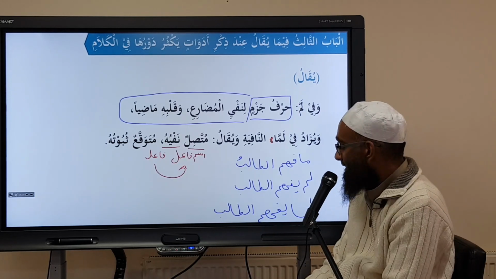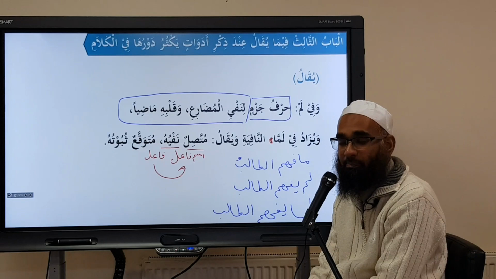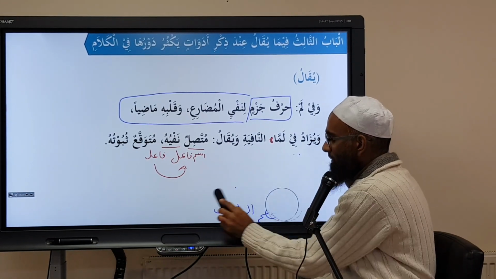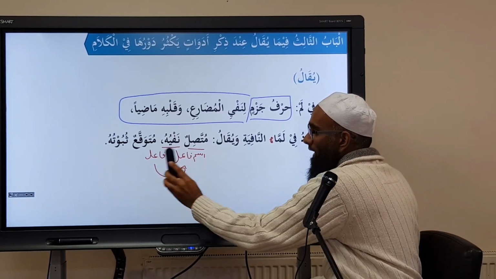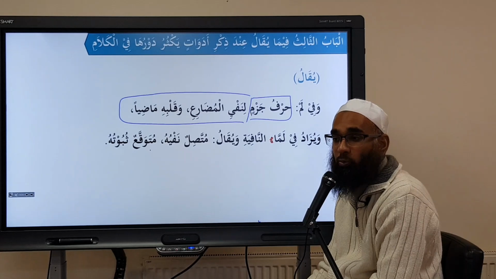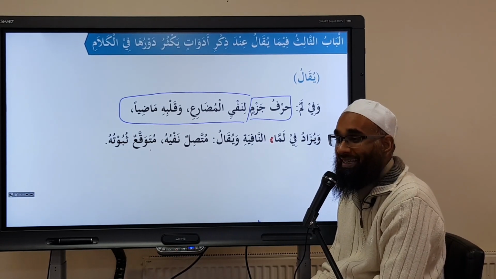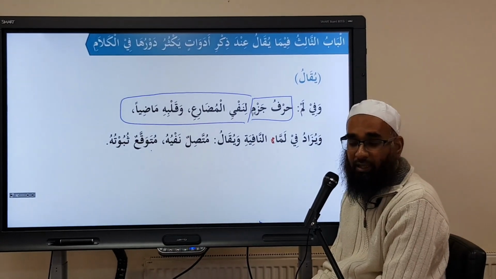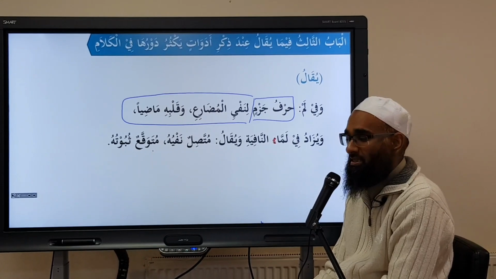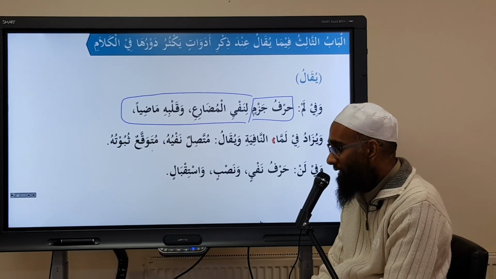Lamma yadhuqu adhab is a right example. Bal lamma yadhuqu adhab. They have not yet tasted the punishment. It also comes in Surah Hujurat. What comes in Surah Hujurat? وَلَمَّا يَدْخُلِ الْإِيمَانُ فِي قُلُوبِكُمْ. Iman has not, a true iman, a firm iman, has not yet entered your hearts. You have not yet tasted the punishment. Yes? Everybody with me?